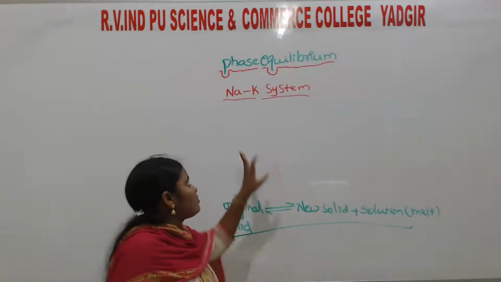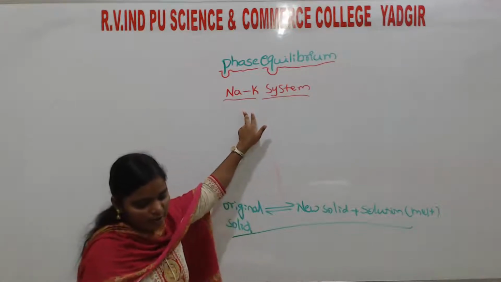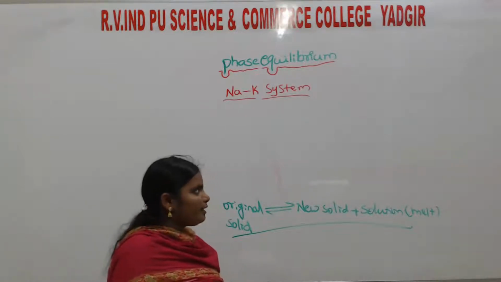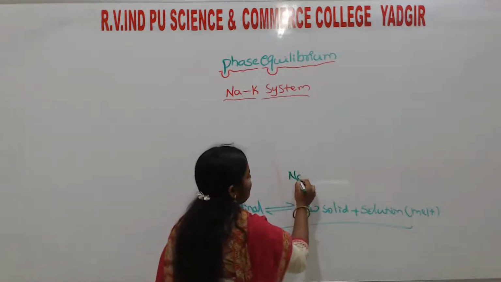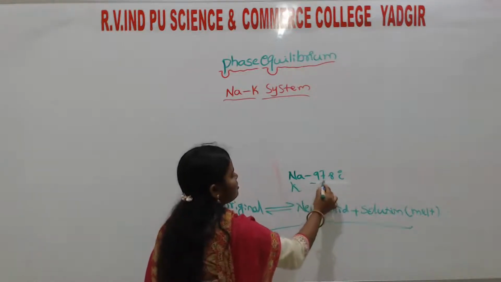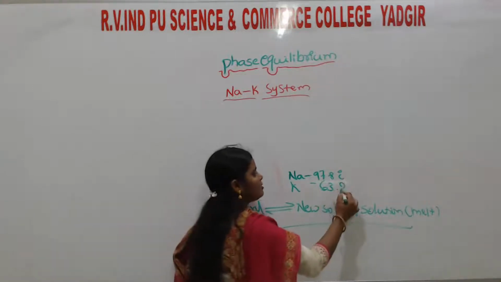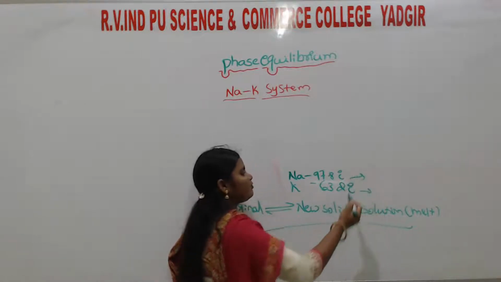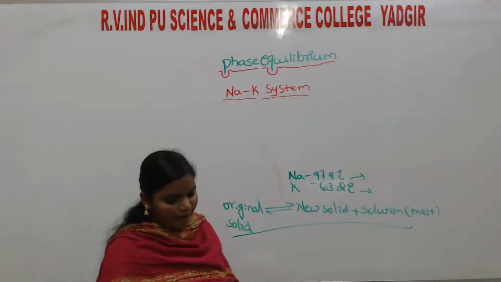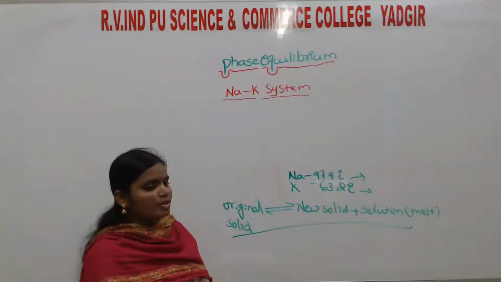There are two solids, sodium and potassium. The melting point of sodium is 97.8 degrees Celsius and potassium is 63.2 degrees Celsius. These are the melting points of sodium and potassium respectively. Here the two metals combine together in the ratio of 2 to 1.